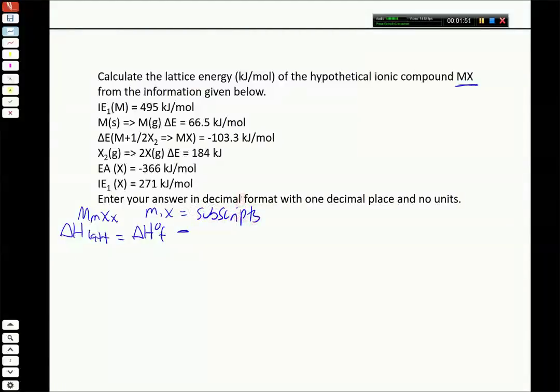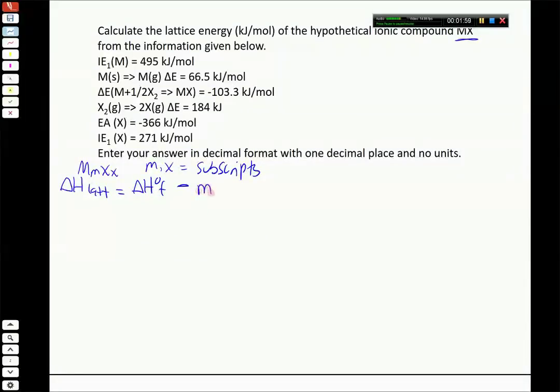Okay. So if we have this generic formula for an ionic compound, the lattice energy is going to be given by the enthalpy of formation. And then there are going to be two terms associated with the metal, each of them modified by the coefficient m. We can do this in any order we want, but it makes more sense to do it this way. So it's going to be m times the sublimation enthalpy, or atomization enthalpy, and then minus m times the ionization energy for the metal. So these are the two terms associated with the metal.